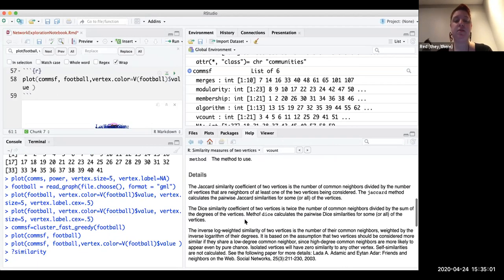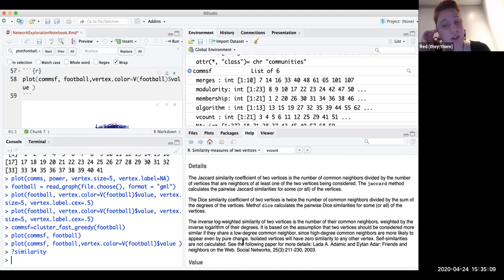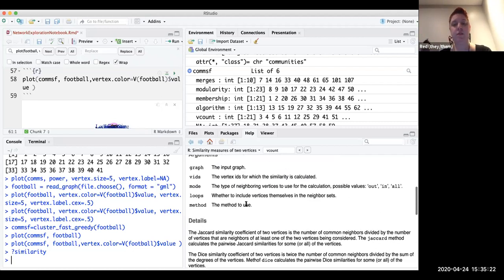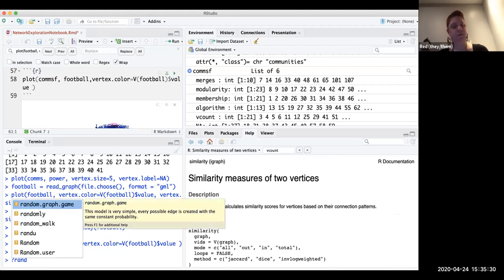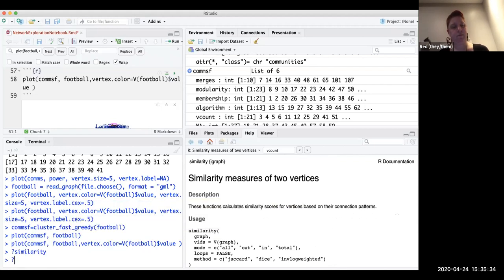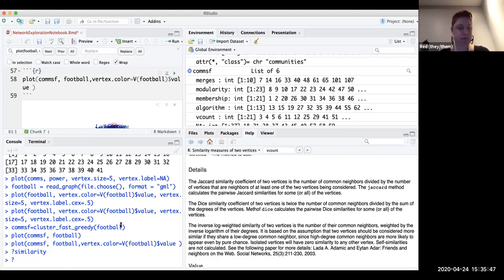There are a couple of different methods. We've got Jaccard similarity. Jaccard is very, very similar to Rand similarity, which is what I talked about in the slides. We've got Dice similarity. I think we also have a Rand command though. Pairs. That's what I wanted, the compare command.